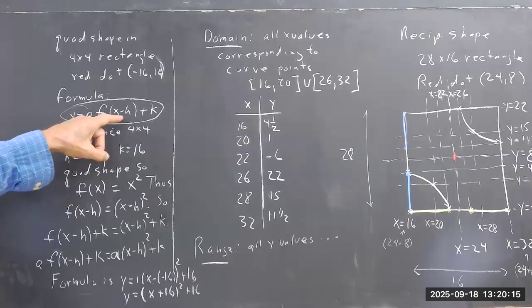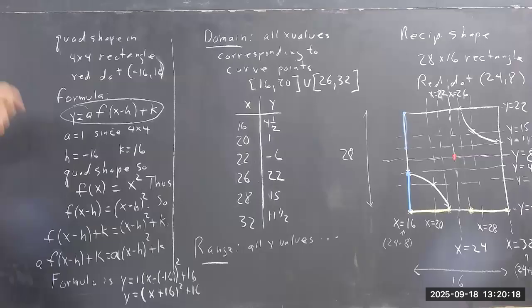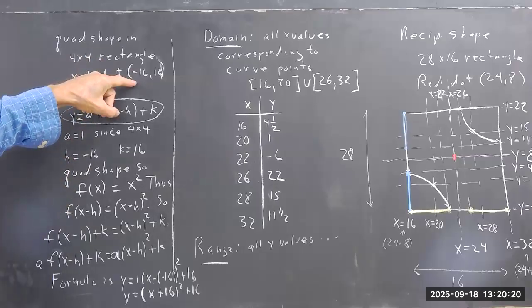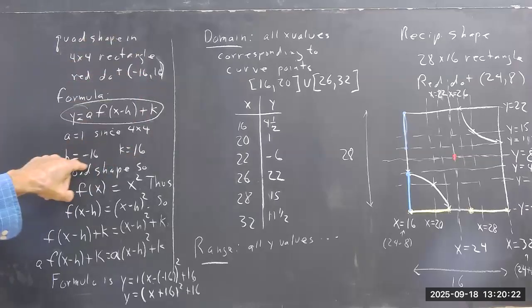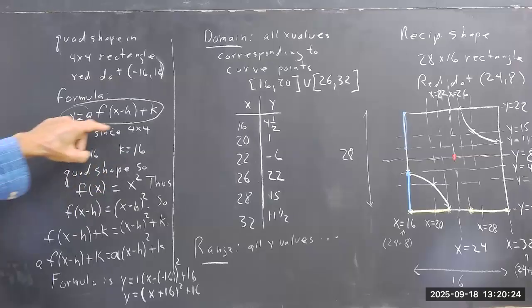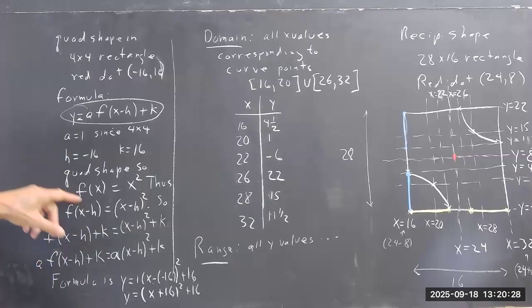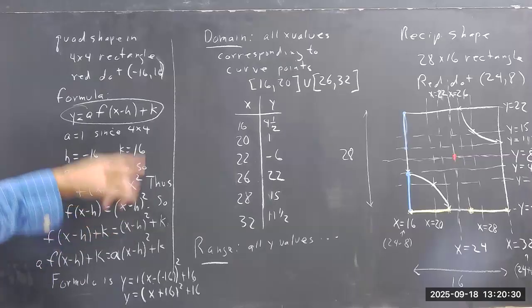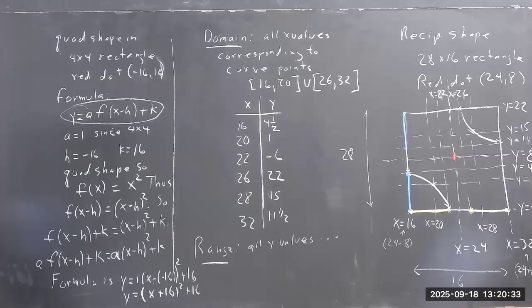So anyhow, H, K, coordinates of the red dot. So H is negative 16 and K is 16. A is 1 since we're in a 4x4 rectangle for this function. It's a quadratic shape, so f of x equals x squared, and everything follows.